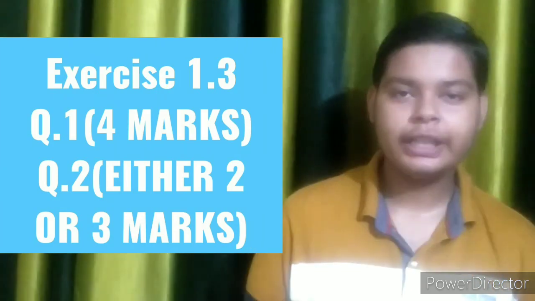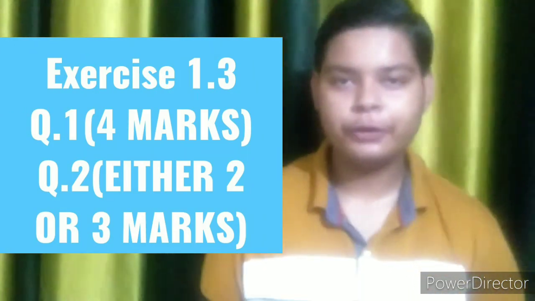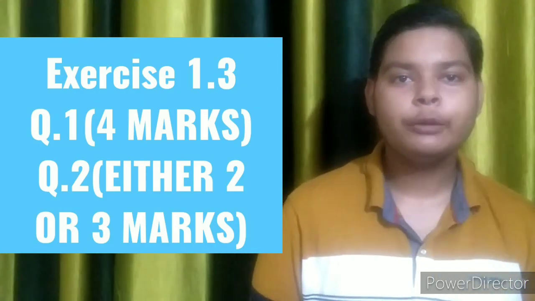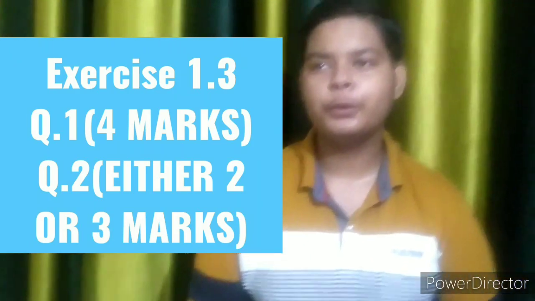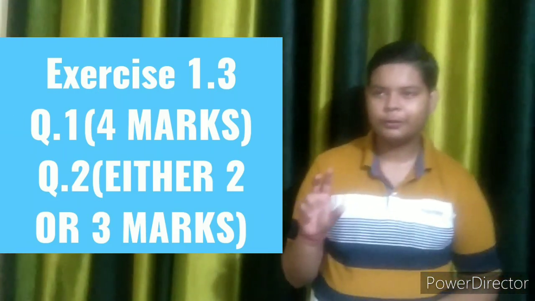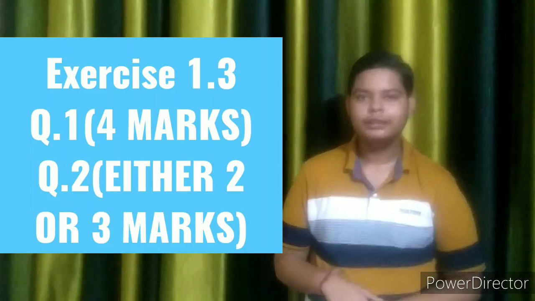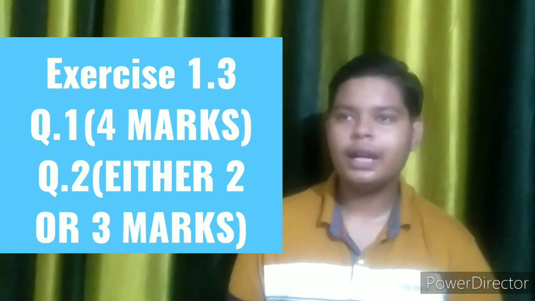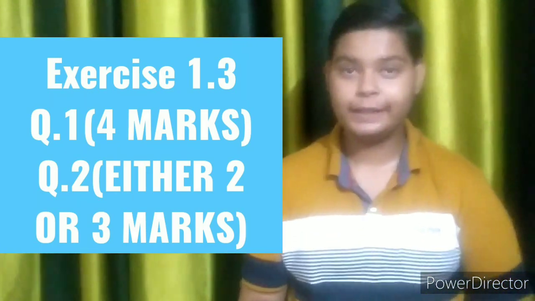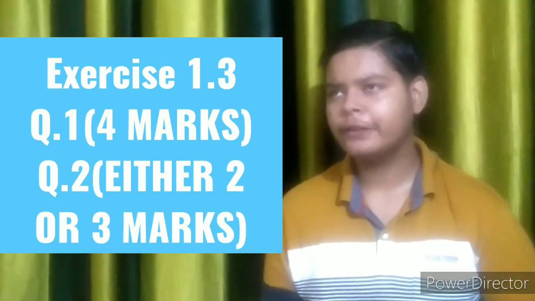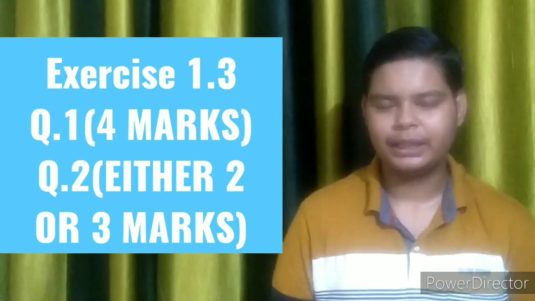Now let's talk about exercise 1.3. That is a very important exercise from the board point of view. Question number 1 will be to prove that under root 5 is irrational, and the second one will have under root 5 with some addition or some operations. Question number 1 might be asked for 4 marks. For question number 2, it will be asked for either 2 marks or 3 marks.